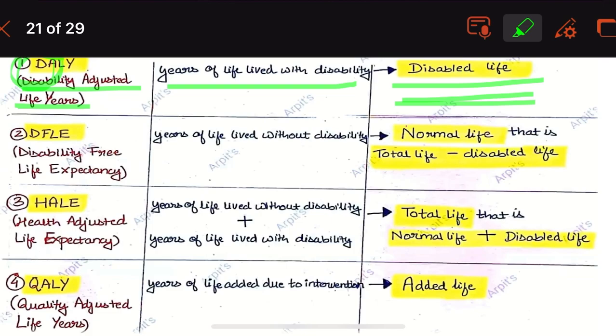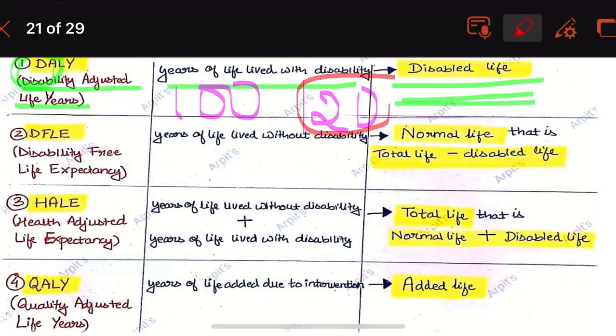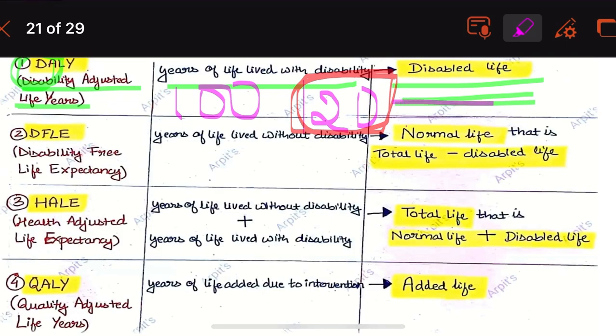Let us consider an example. There is an individual living 100 years. He met with an accident at the age of 20. There was some accident, so let us mark it with red color. So this was the bad thing which happened at the age of 20. Then, moving further, he got the treatment at the age of 60 years.